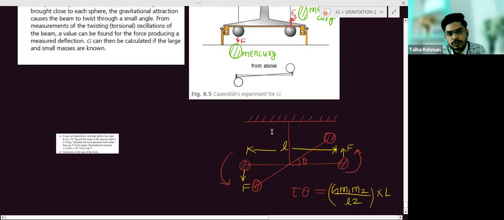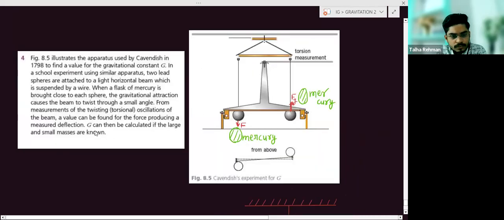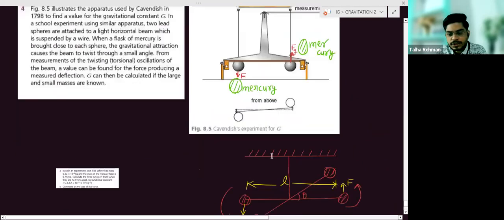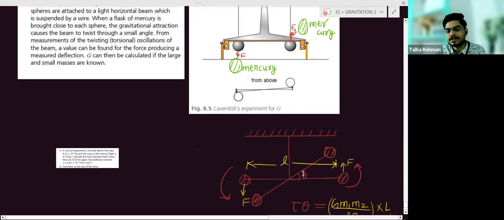If the value of G is given, then you can find the value of force. If force is given, then you can find the value of G. So producing a measured deflection, this deflection we can measure. Basically, this deflection is measured by using a laser and all that. So I'm not going into that.